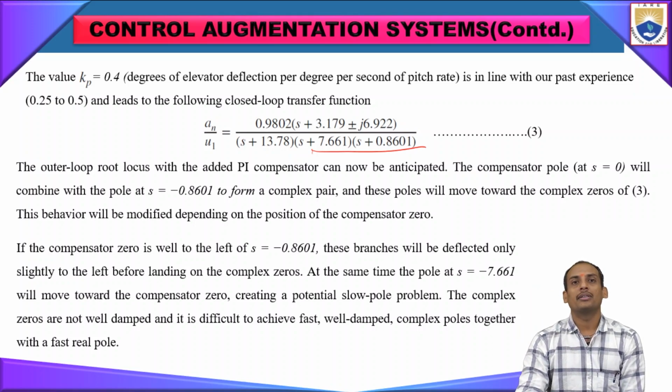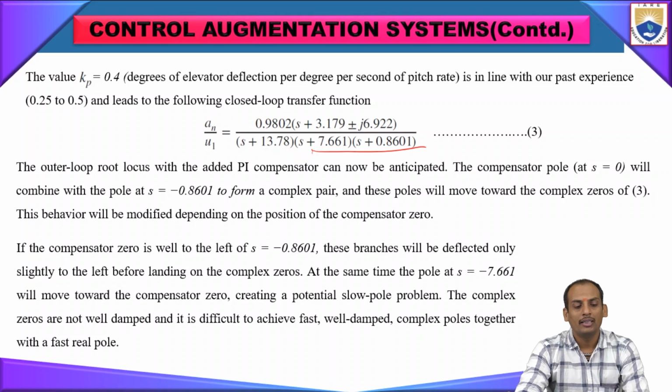So the outer root locus with the added PA compensator can now be anticipated. The compensator pole will combine with the pole at s equal to minus 0.8601 to form a complex pair, and these poles will be moved toward the complex zeros of this equation. That behavior we can get from the position of compensator zero only. If the compensator zero is left at s equal to minus 0.8601, the branches will be deflected only slightly to the left, landing at those complex zeros.